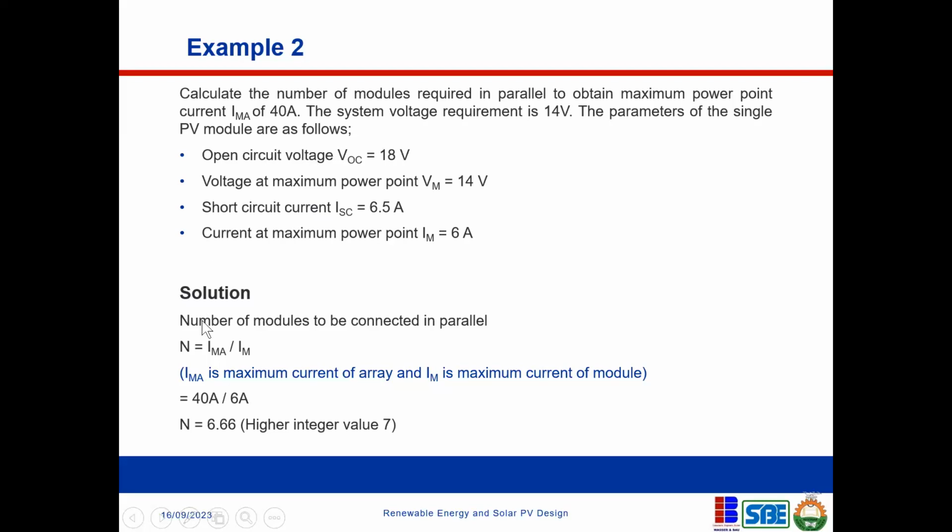Okay, so to get the number of PV modules that we need to connect in parallel, we need to divide the total array current, which is 40, by the module current. The module current in this case is the maximum power point current, which is 6 amps. So if we divide 40 amps by 6, we are going to have 6.6. This is the number of PV modules that you need to connect in parallel.